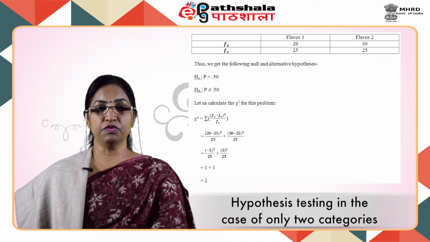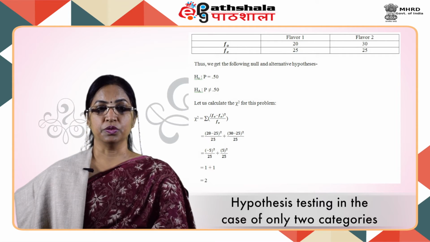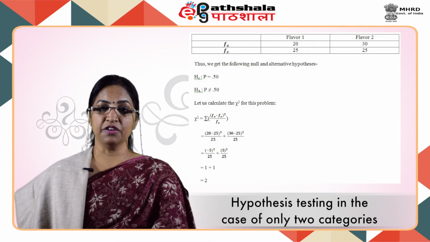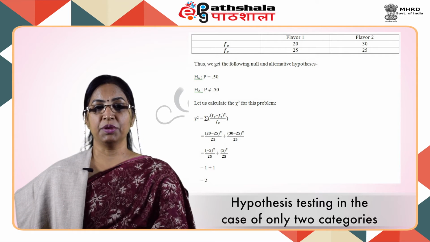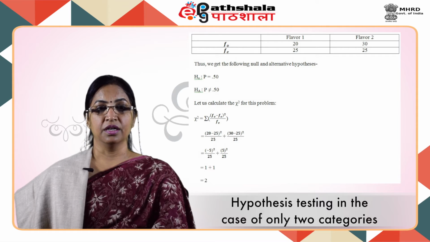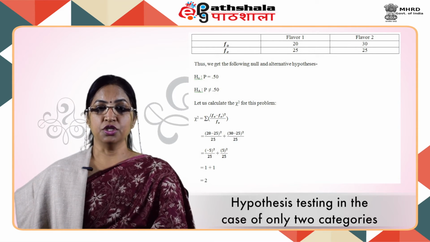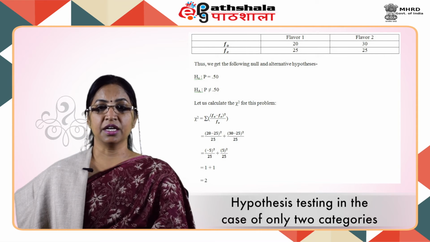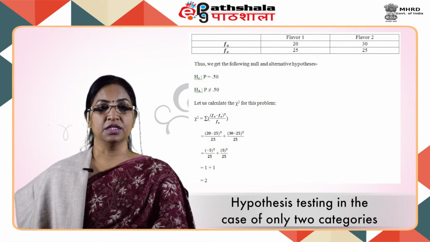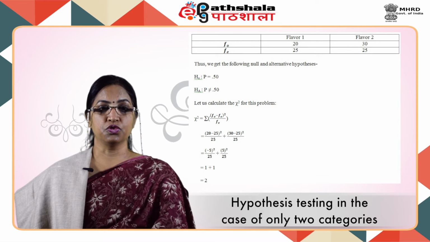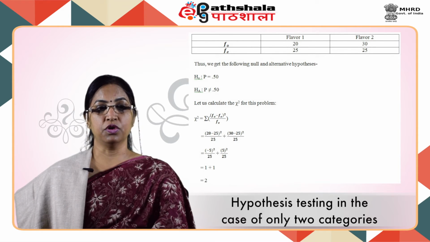Let us calculate the chi-square for this problem. On application of the formula of chi-square, we arrive at the chi-square value of 2. In this case, when df is equal to 1, chi-square becomes equal to z square. Thus, we may calculate z equal to under root of chi-square calculated and compare the value of z critical. Z is equal to under root of 2, it is equal to 1.41.